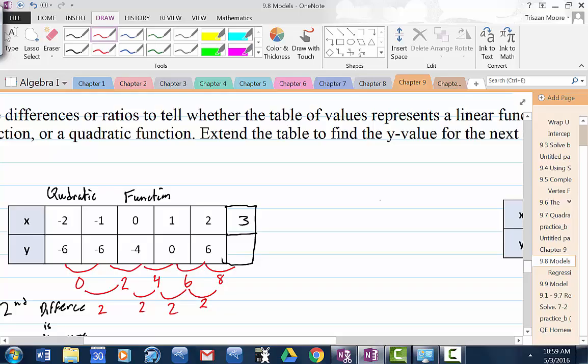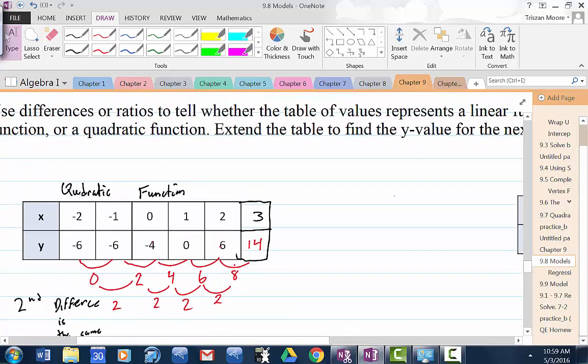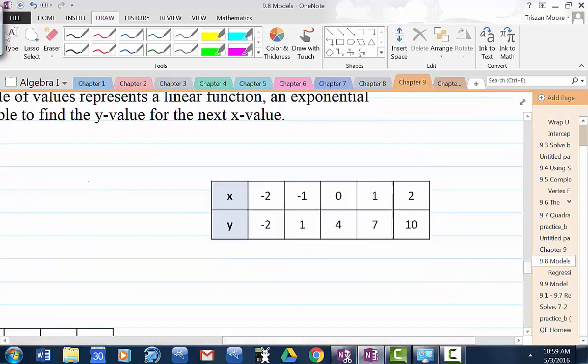So notice on each side, from -6 to 6, I added 0. From -6 to -4, I added 2. -4 to 0, added 4. From 0 to 6, I added 6. And now from 6 to 8, I need to add 8, right? So really, this is going to be 14. And it might not make sense the first time around, but we'll get some practice with this.